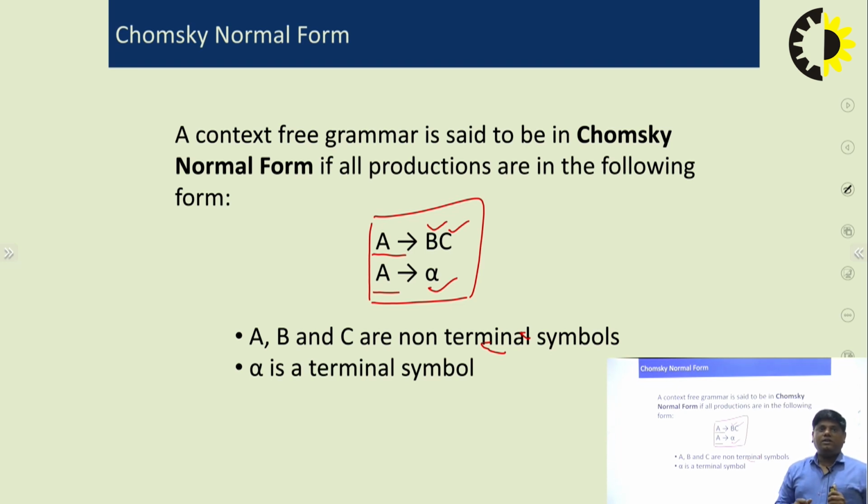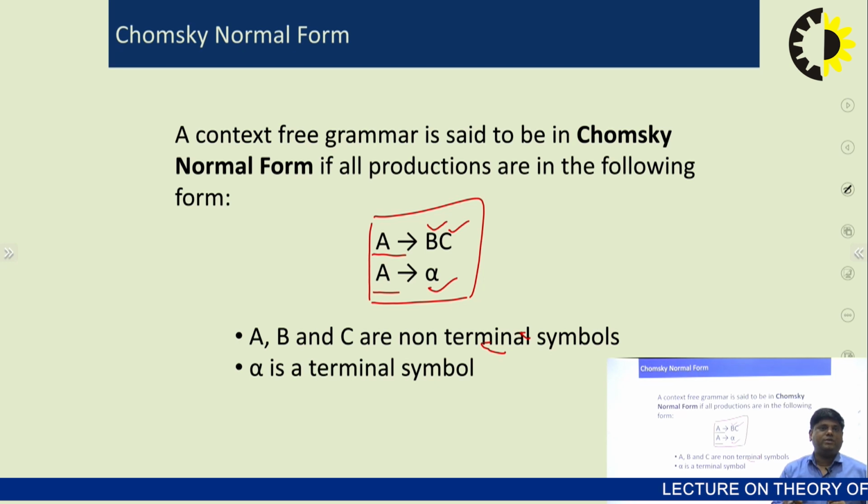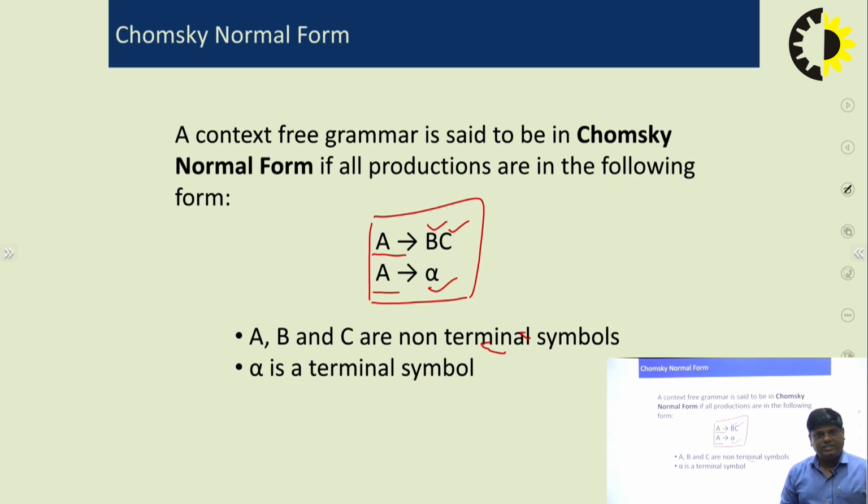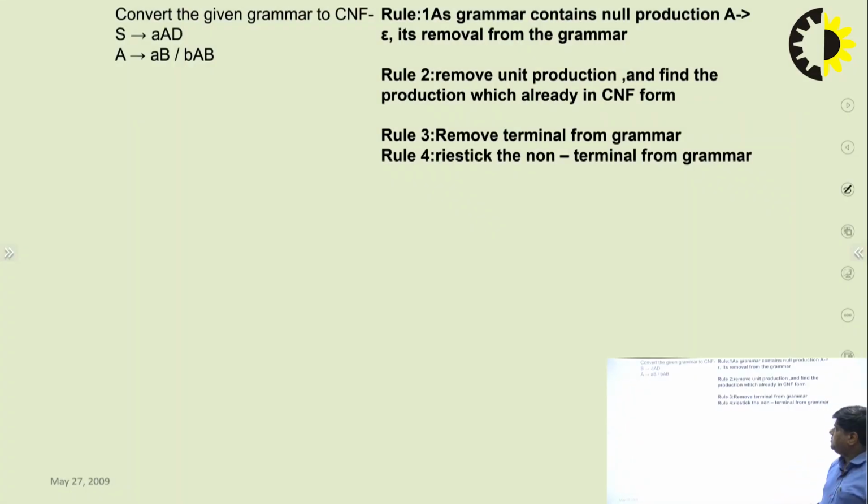I repeat once again: on the left side a single non-terminal is allowed. On the right side, only two non-terminals or one terminal are allowed. If any context-free grammar is written in this format, then we can say that this context-free grammar is in Chomsky normal form. Now we take a very simple example to understand how any context-free grammar is converted into Chomsky normal form. This grammar has three production rules.